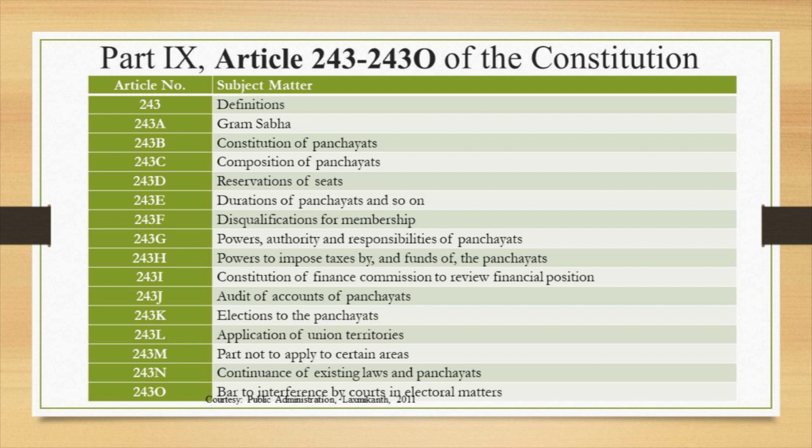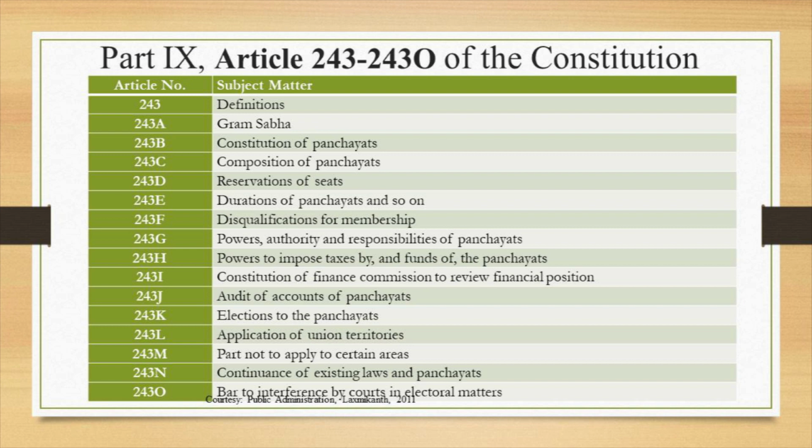Article 243E talks about the duration of panchayats. This article provides that every panchayat shall continue for 5 years from the date of its first meeting, and a new election shall be completed before the expiry of its term. Article 243F deals with the disqualifications for membership. This article lays down the grounds for disqualification of a person for being chosen as or for being a member of a panchayat. Article 243G deals with powers, authority and responsibility of panchayats.